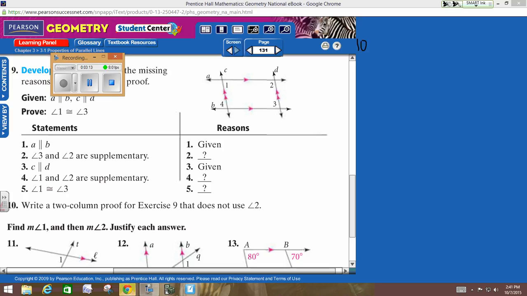Number 10. We're using the same given information from number 9. A is parallel to B. C is parallel to D. Given. This time they want us to prove that 1 is congruent to 3 without using angle 2. So I'm just going to cross it off. So now we're using 1, 3, and 4.